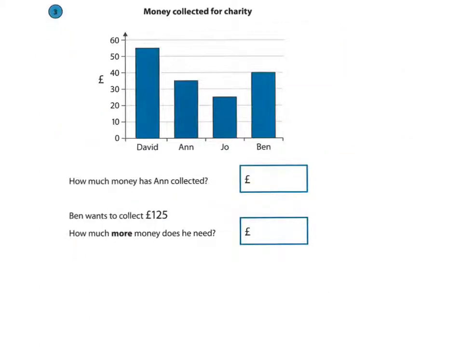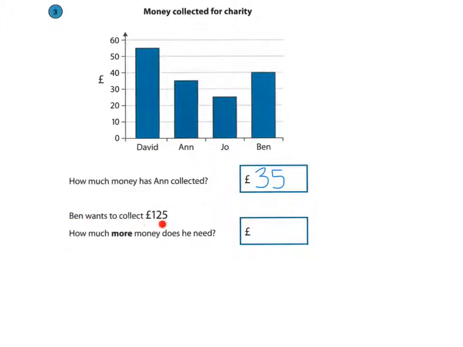Question 3. We can see we've got a bar graph here. Money collected for charity. Up the side we can see we have the amount in pounds going up in tens. We have the names along the bottom: David, Anne, Joe and Ben. How much money has Anne collected? So here is Anne. Let's have a look at her bar. If we go across, we can see it comes in between 30 and 40. I know that 35 comes between 30 and 40, so Anne has collected £35.